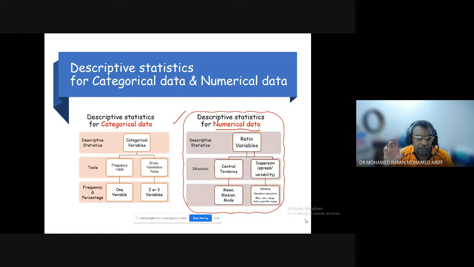Bukannya saya katakan bahawa wajib bila you buat descriptive analysis, you need to do your central tendency. Dr. Imran kata kena buat mean, kena buat mode, kena buat median. No, it does not mean that. Tidak bermaksud semua ini wajib dibuat. What you need to report in your research is what you want to report.